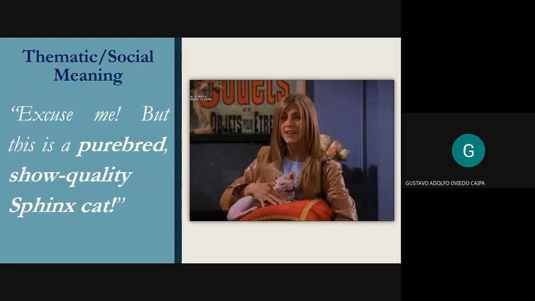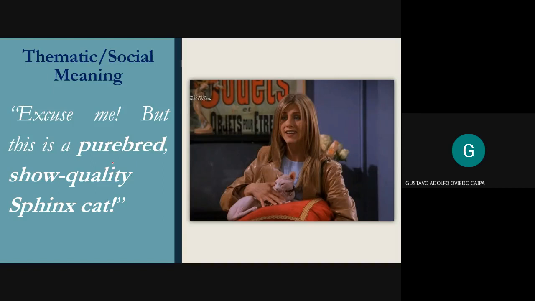All right, we can see here in this section thematic and social meaning. Remember that thematic, or thematic, whatever your pronunciation, doesn't matter, is related to the way you organize your ideas and your sentences, what you put first in your sentences in order to express some kind of intention, some kind of meaning. So the first thing we can say from this sentence, "Excuse me, but this is a purebred show quality Sphinx cat."